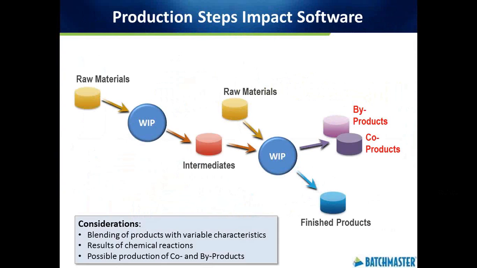Another area where food production impacts software is in the steps itself. Taking in raw materials, going into WIP, creating intermediates, WIP again, and the opportunity, or option if you will, to produce byproducts and co-products that need to be managed. Some of the considerations during these production steps are blending the products or inventory that have variable characteristics. There are chemical reactions that occur, so how does that impact the results? And as I said, the possible production of co-products and byproducts.